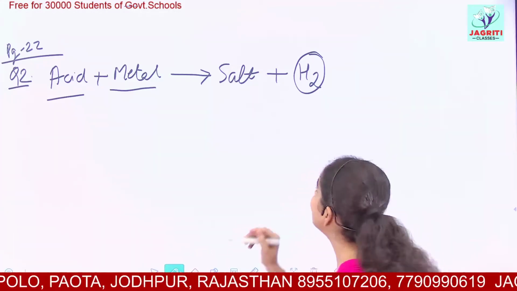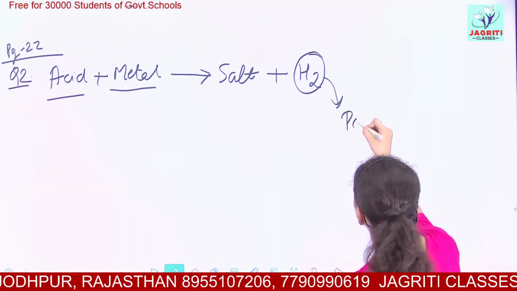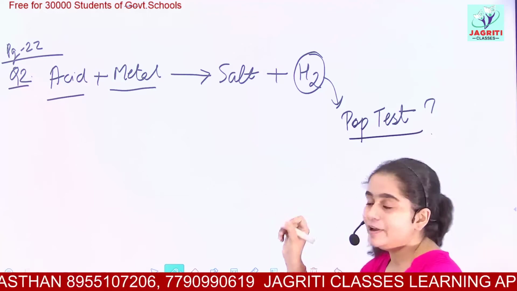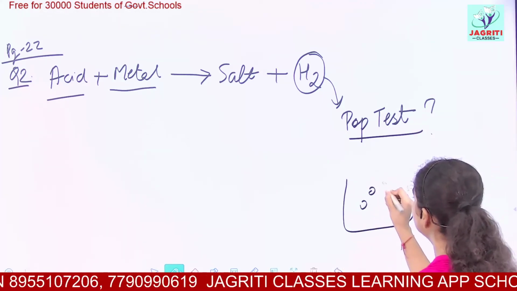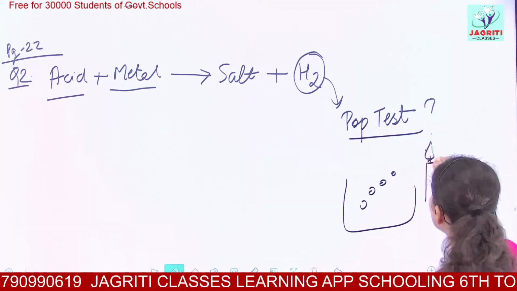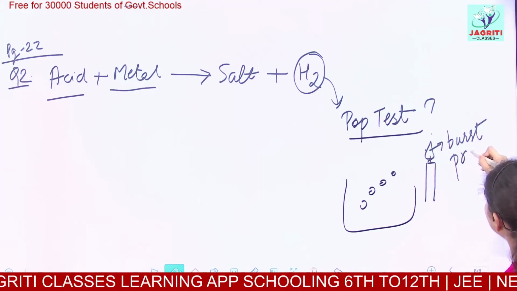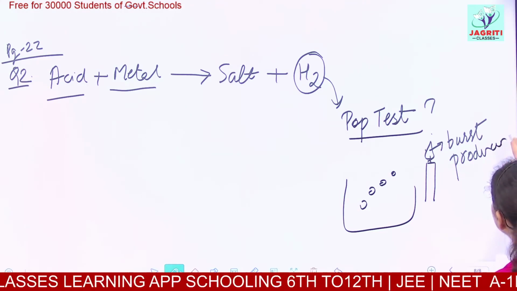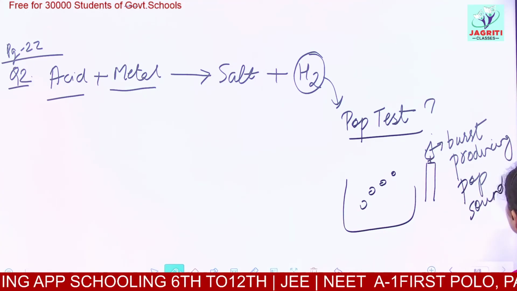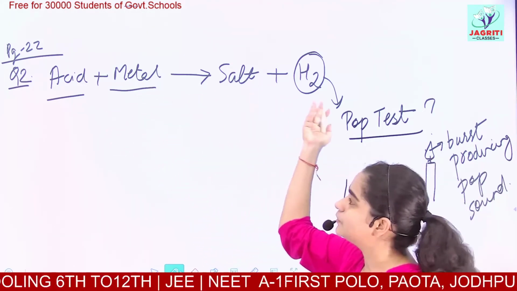To confirm that the released gas is hydrogen, you do a pop test. What was the pop test? When the bubbles of hydrogen appear and you bring a burning candle near them, the burning candle will burst slightly, producing a pop sound. So this was the confirmatory test, and you can easily provide an example for the reaction of acid with metal.